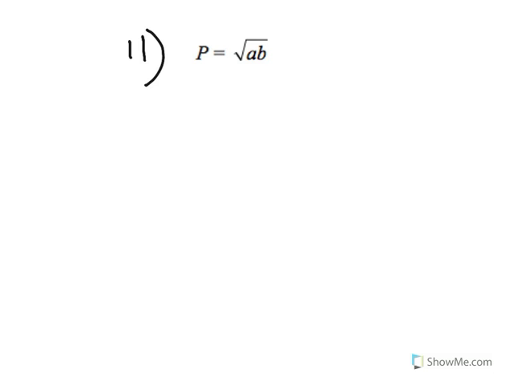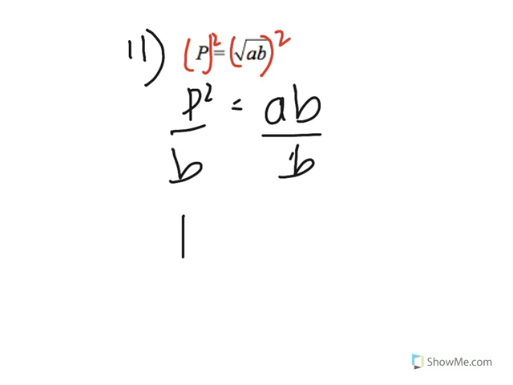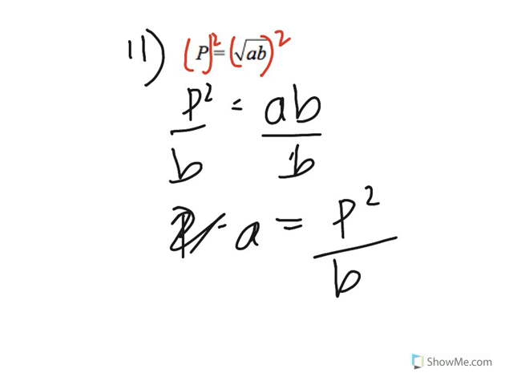Question 11 is asking you to make A the subject of P is equal to the square root of AB. So basically the whole thing is square rooted. How do we get rid of the square root which is preventing us from making A the subject? Basically what we do is we square both sides, because a square root squared cancels out. So it becomes P squared is equal to AB. Now if you want to make A the subject, you divide both sides by B, and you get A is equal to P squared over B.